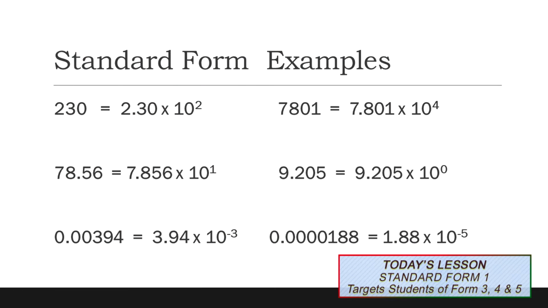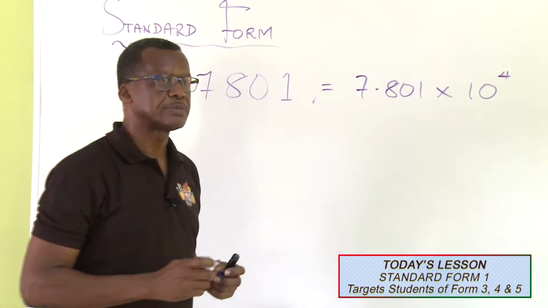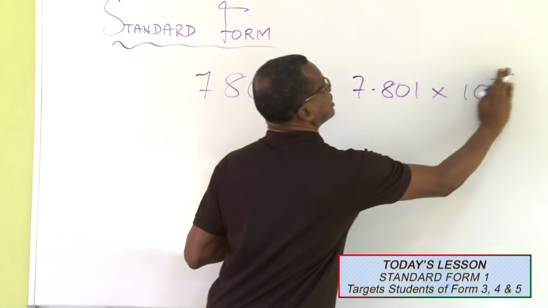If we look at the second example, let's see what's taking place there. 7,801, and that is equal to 7.801 multiplied by 10 to the 4. It's actually supposed to be 10 to the 3.